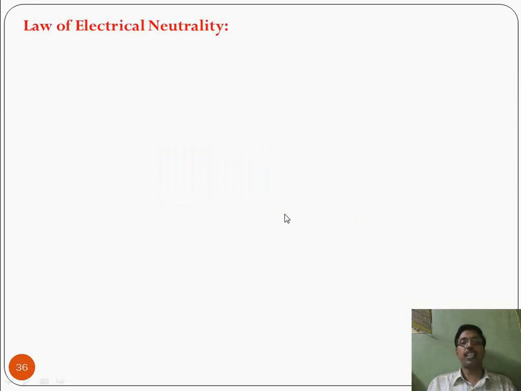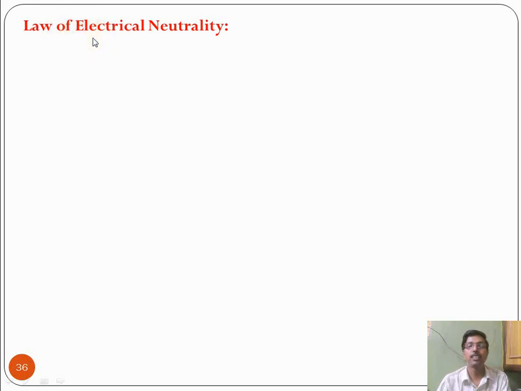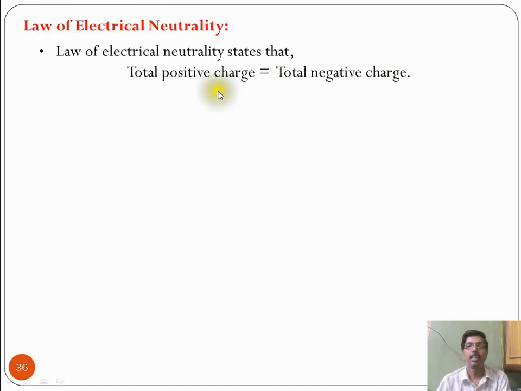Now we can go for the law of electrical neutrality. This law states that in any atom, the number of positive charged particles is equal to the total number of negative charged particles. That is, it maintains an electrically neutral condition in an atom. It can be given in the form of an expression, where n is the concentration of free electrons and p is the concentration of holes. Na is the concentration of acceptor atoms and Nd is the concentration of donor atoms. So both are equal in amount, so that one maintains an electrically neutral condition.